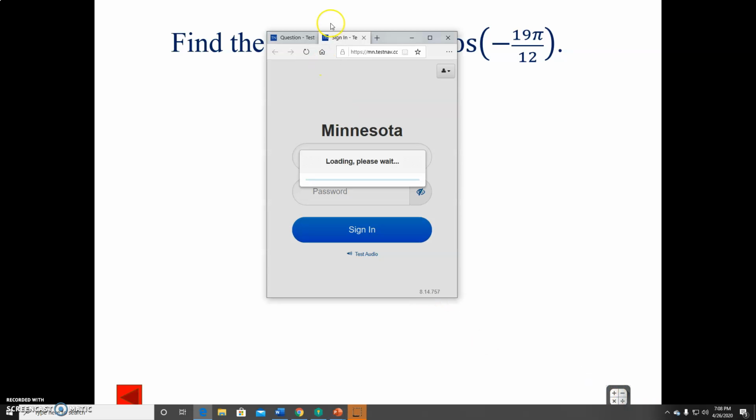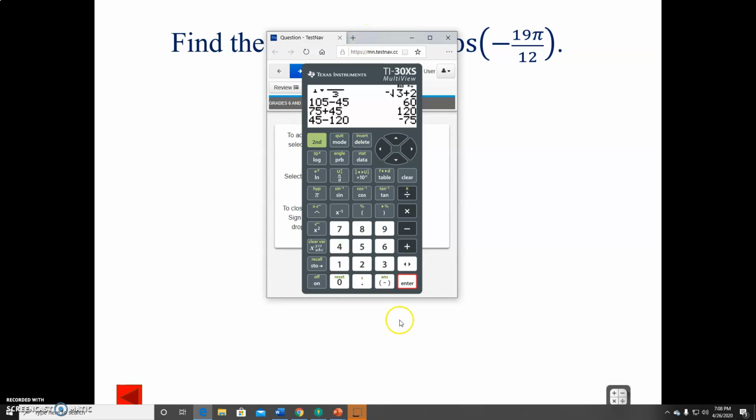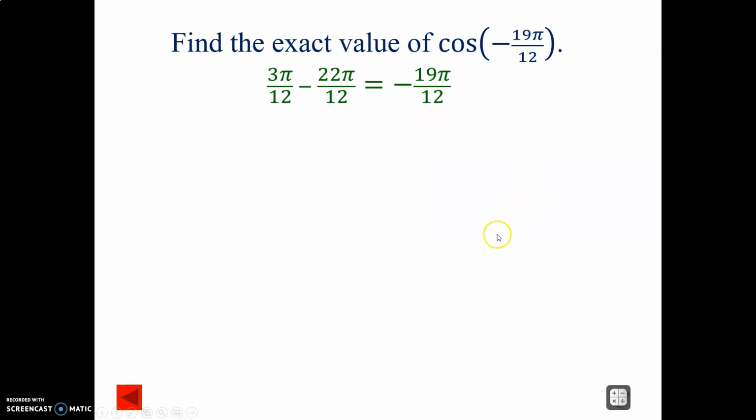So we'll do the same thing we did before with degrees. I can take 19 and add 3. So that means 3 minus the 22 is the negative 19. So we're going to be using 3 pi over 12 and 22 pi over 12. There we go. So these will be the values we'll actually substitute into the difference formula.